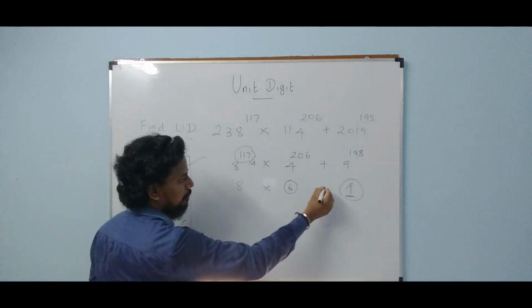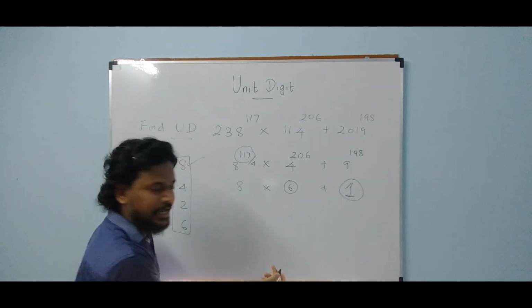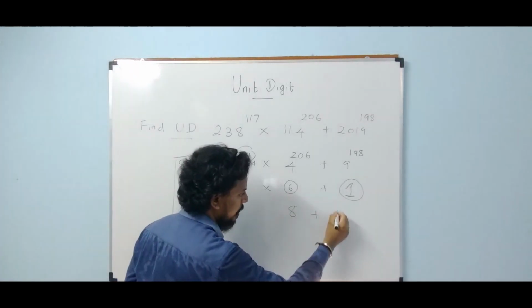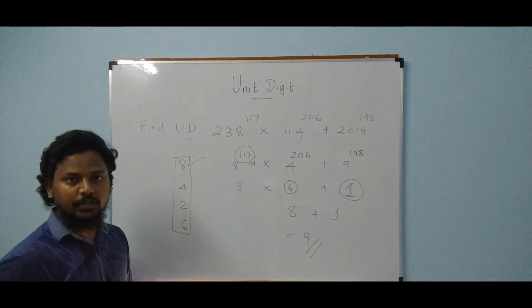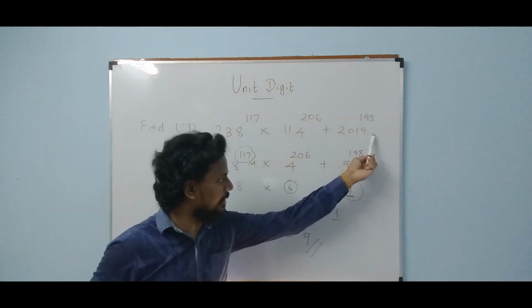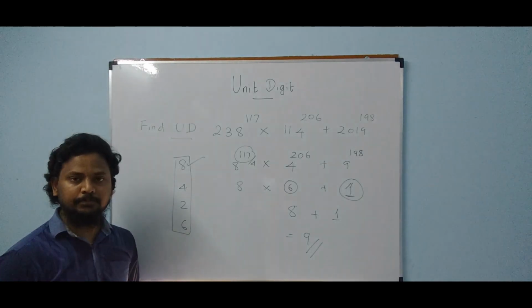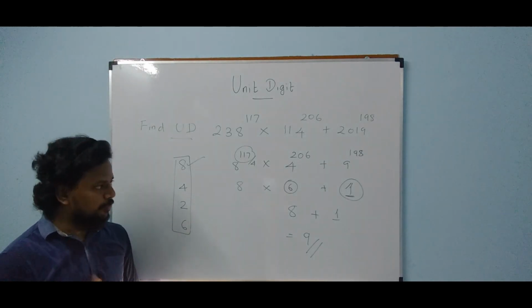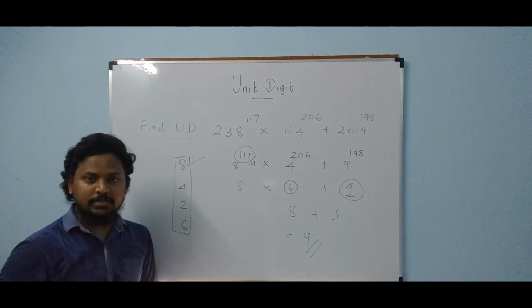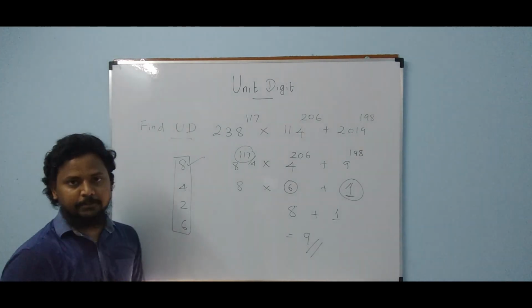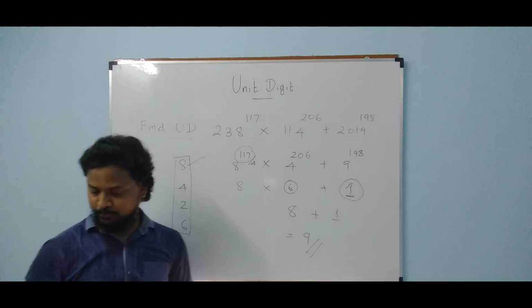Now apply BODMAS. 8 times 6 is 48, so 8, plus 1. So the final answer is 9 for this problem. The unit digit of this particular expression is 9. I hope you are clear with this. We will see one or two more examples to understand the unit digit better.